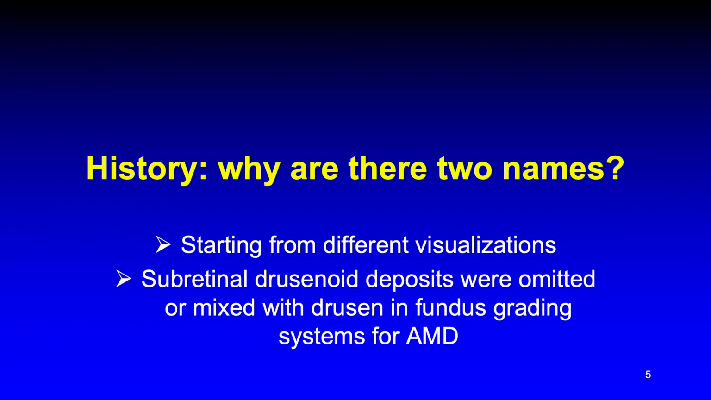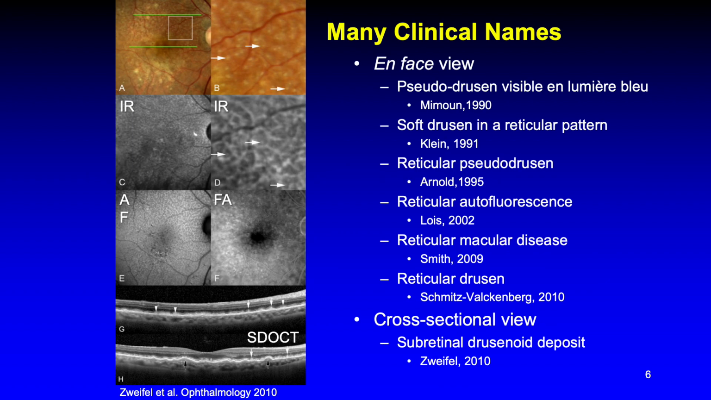Let's begin with some history about SDD. Why are there two names? Because they started from different visualizations. And an important point is that SDD were omitted or mixed with drusen in fundus grading systems for AMD.